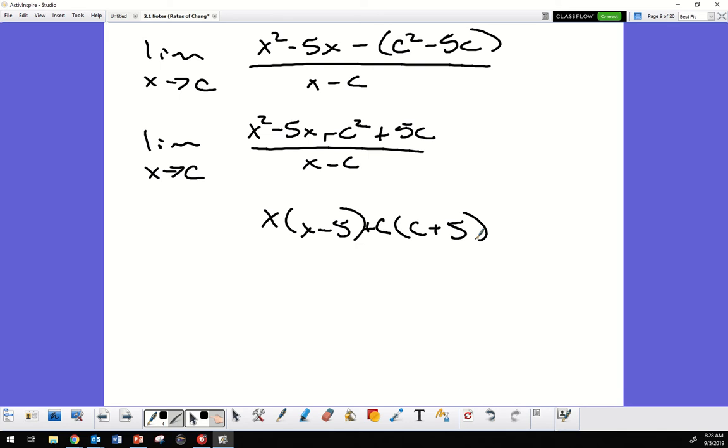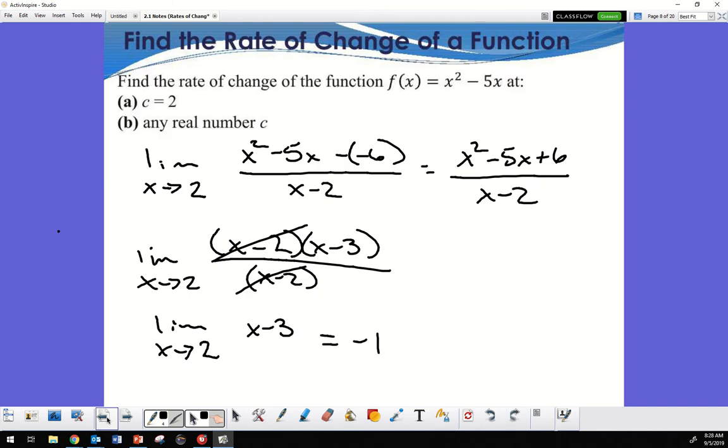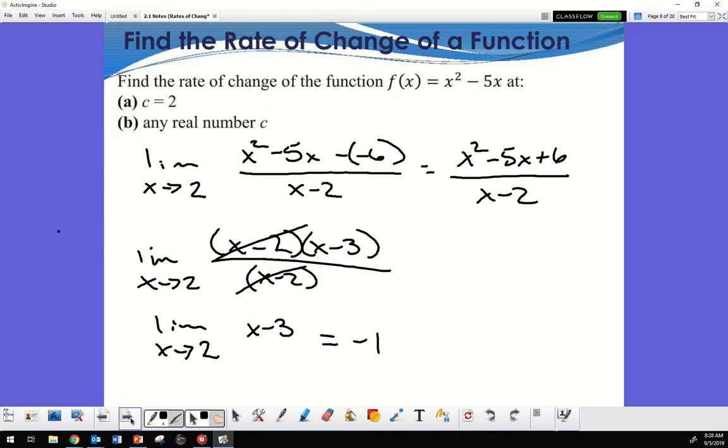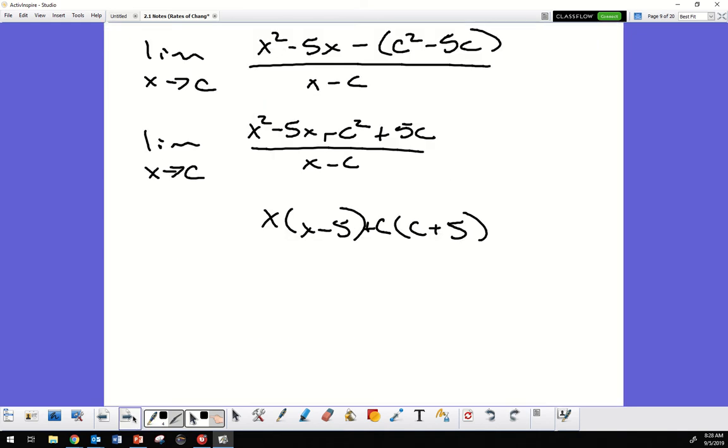If you took out a negative, it would look closer. What was the problem on this one though? What was the big rule? x cannot equal c. So x cannot equal c on that one.